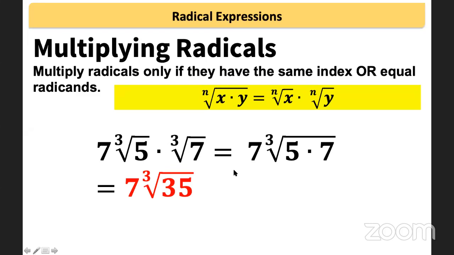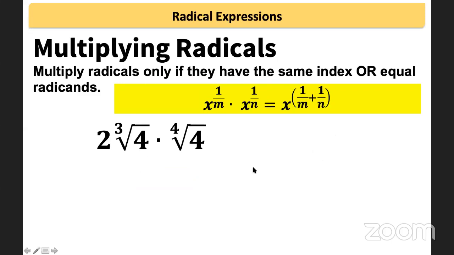Ito yung makukuhang sagot. Okay, paano naman kapag magkaiba yung index pero pareho yung radicand mo? In this case, pareho kang may 4. Remember your product rule, itong nasa taas. X raised to 1 over m times x raised to 1 over n, pwede mo lang i-add yung kanilang exponent, rational exponent. In this case, since naka radical form ka, i-add mo na ba yung 3 and 4? No. Okay? Iba yung sagot nun. So, gagawin mo muna siya.